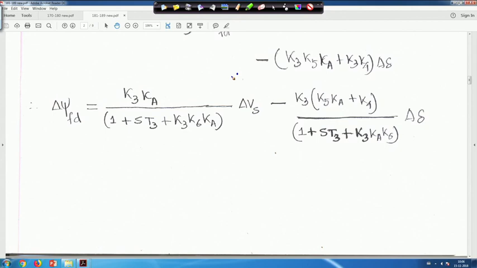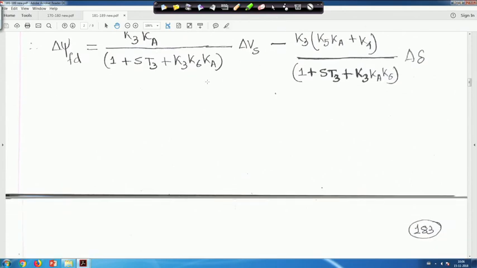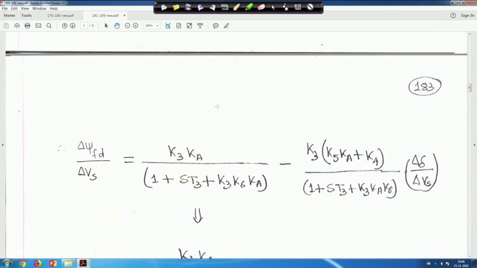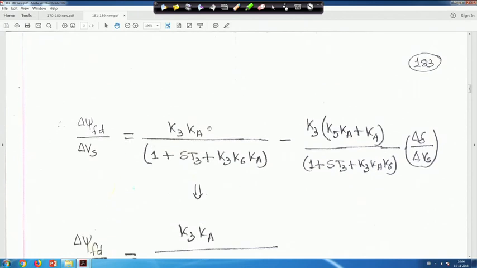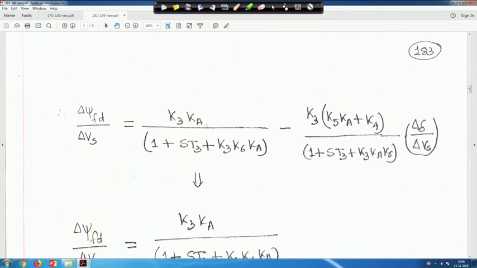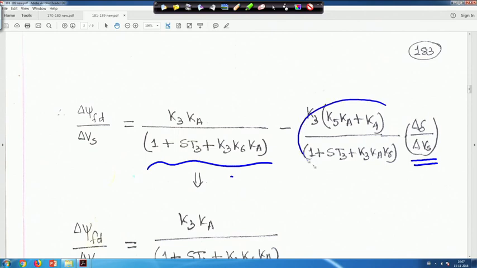So, that means what we will do, just try to understand this. It is only understanding, mathematics you can easily make. Whenever we are writing this, delta psi f d upon delta Vs, this term will be there and this term is delta delta upon delta Vs. Both sides you divide by delta Vs. So, delta f d upon delta Vs, this term plus minus this term into delta delta by delta Vs. That means, due to the stabilizer this term has been introduced.